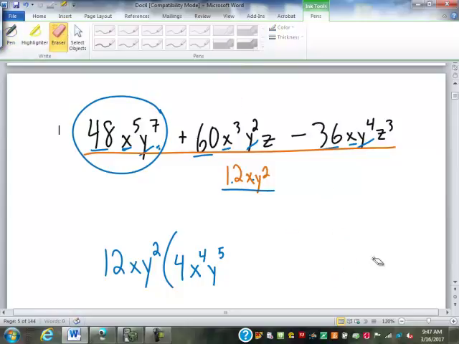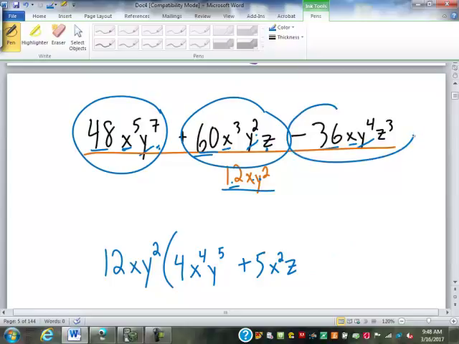I'm going to erase this because I'm out of room. 60x to the third y squared z divided by the 12xy squared. 60 divided by 12 is 5, so positive 5. X to the third divided by x is x squared. Y squared divided by y squared cancels out. What happens with the z? It just stays there.